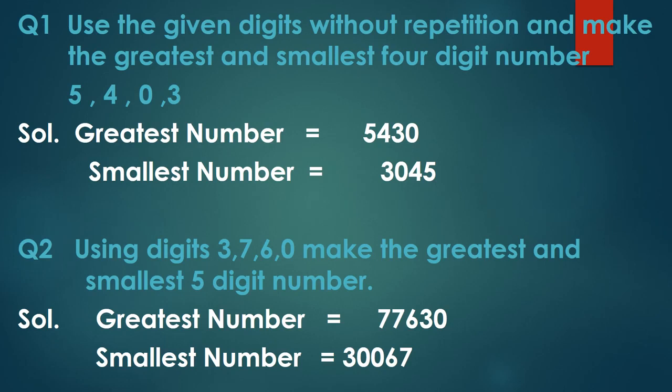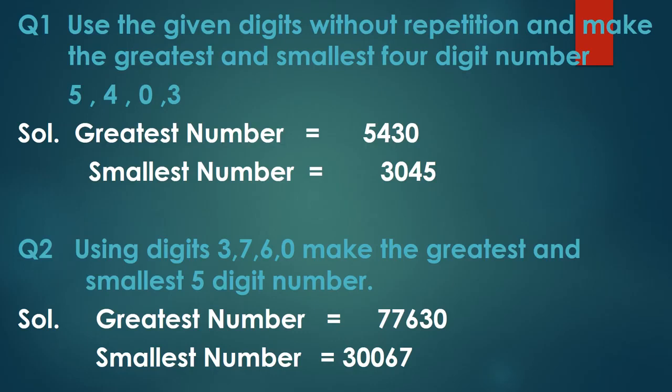Greatest number is, when we are making the greatest number, obviously we will start from the greatest digit, that is 5, then 4, then 3, then 0. Okay, so this is the greatest number, 5,430. But when we are making the smallest number, we will not start from 0, because writing first 0 has no value. So we will start from the second smallest digit first, that is 3. So it is 3,045. Remember, we will not place here comma after every digit, because now we are making the number.